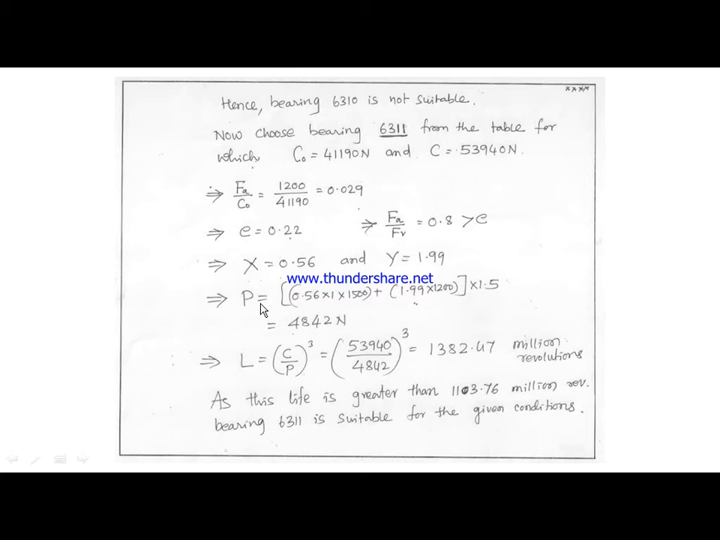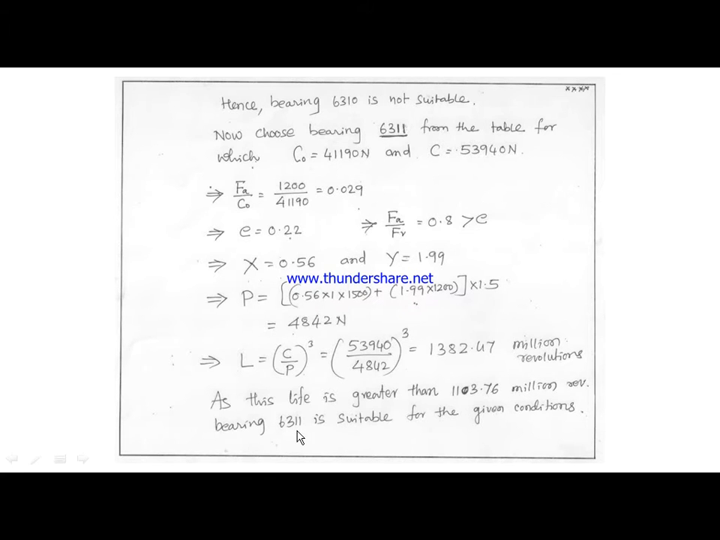Calculate the equivalent load by using all these values. It is 4842 Newton. Then calculate the life of the bearing in millions of revolutions. It is found to be 1382.47 million revolutions, but the life of the bearing based on the given conditions is 1103.76 million revolutions. Hence, this life of the bearing 6311 is greater than the given life.